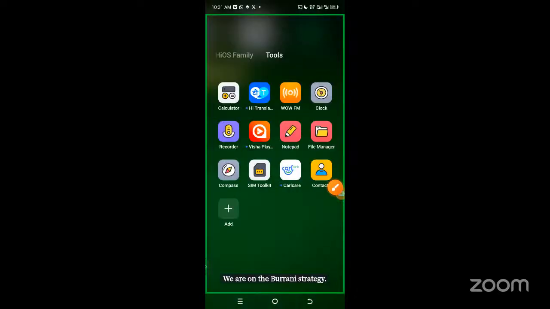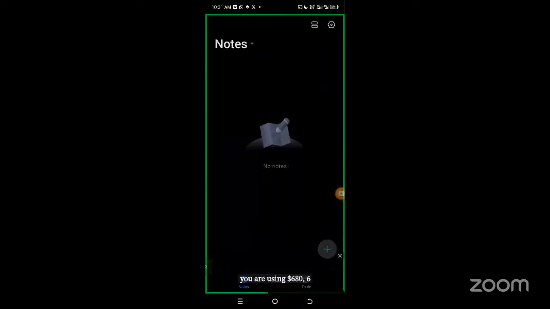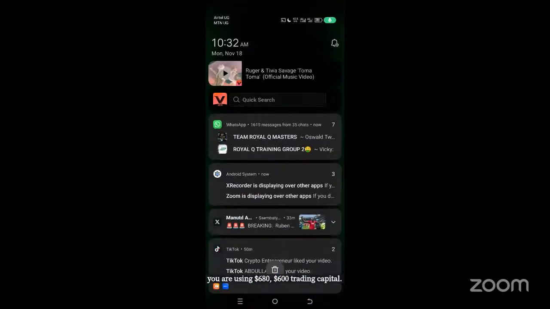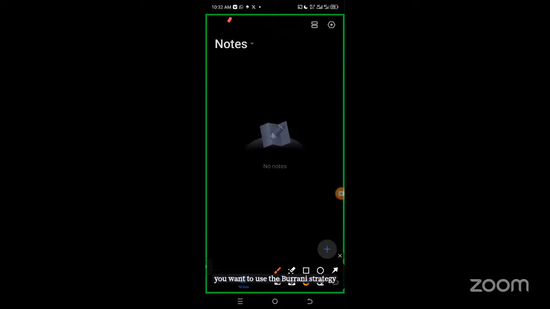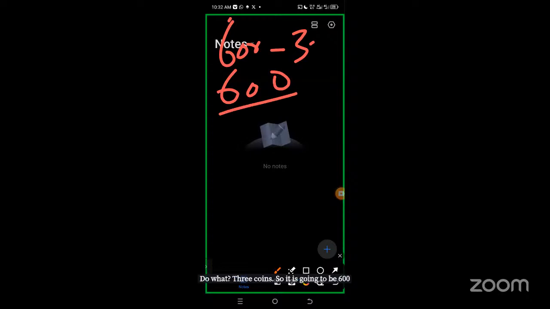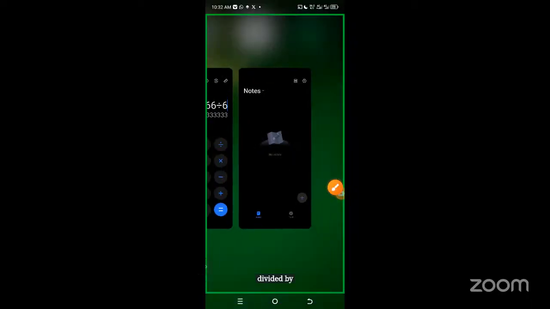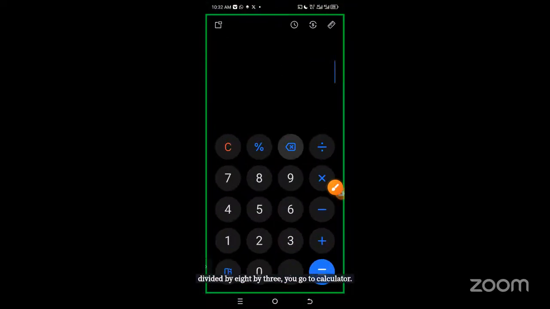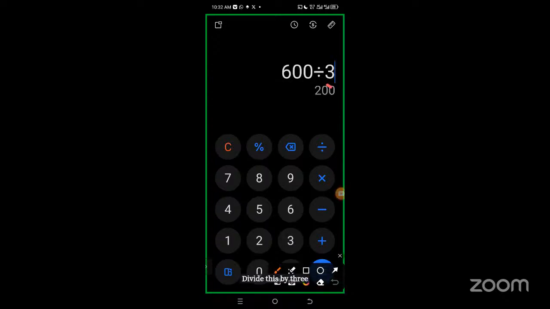So let's say you are using $600 trading capital. You want to use the bull run strategy. Trade 3 coins. So it is going to be 600 divided by 3. You go to the calculator. $600 divided by 3 is giving you $200.